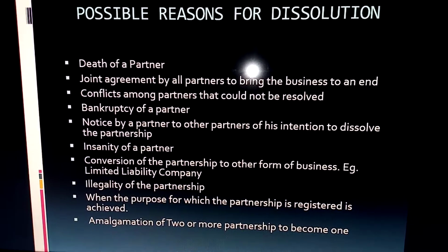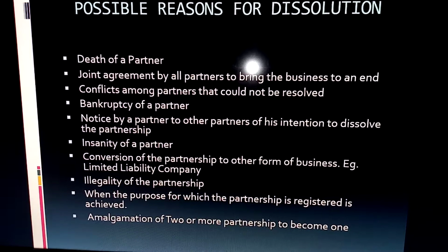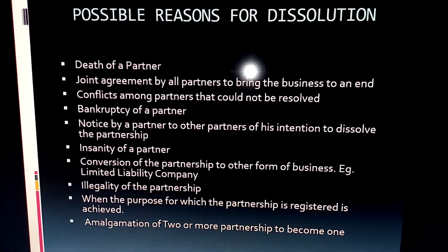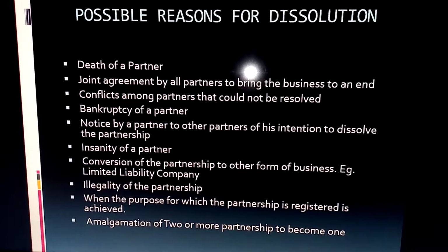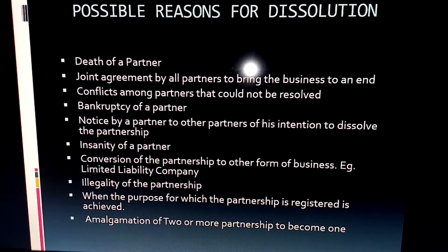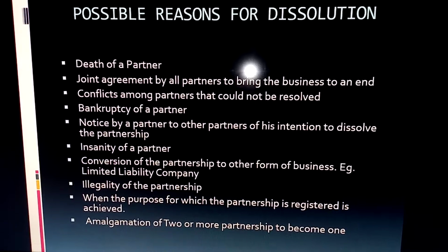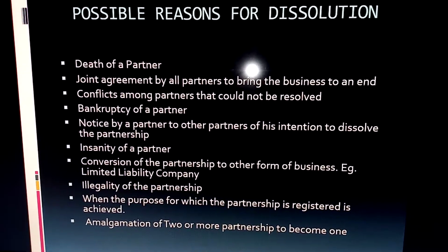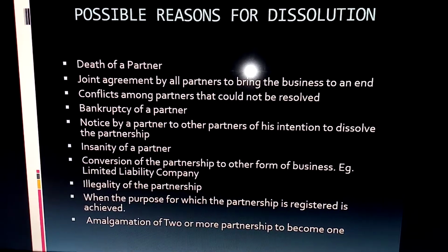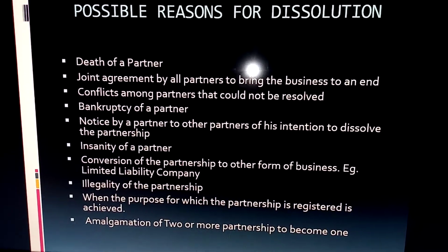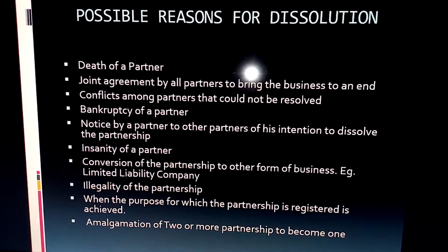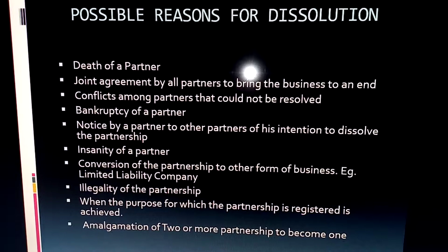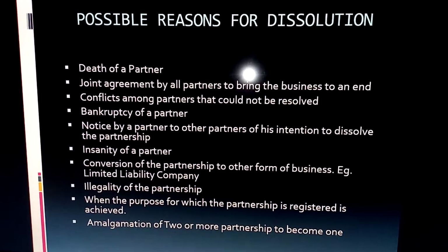Then another one is conversion of partnership to other form of business. So it is possible that you want to convert the partnership into maybe a limited liability company. So if you are in a partnership with your friends and then there's a decision to convert it to a company, that means the partnership will be dissolved. Then we have illegality of the partnership. So if in the process of running the partnership, there was an event that led to declaration of the partnership as being illegal, that can be a reason for dissolution.